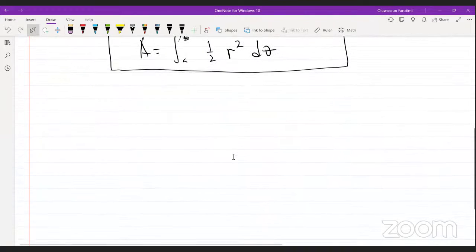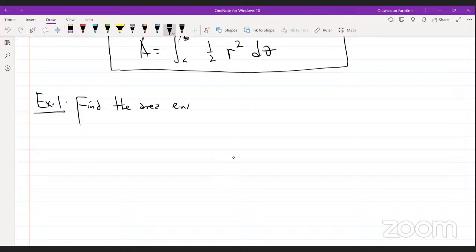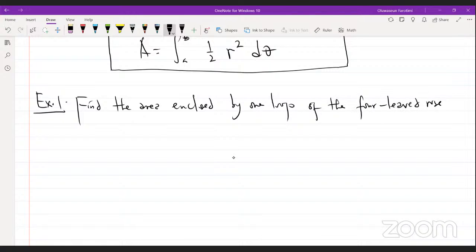All right. The first example for the day is an extension of the four-leaved rose, but in this case, we are finding the area enclosed by just one loop. Let me write it. Find the area enclosed by one loop of the four-leaved rose, r equals cosine of 2 theta.